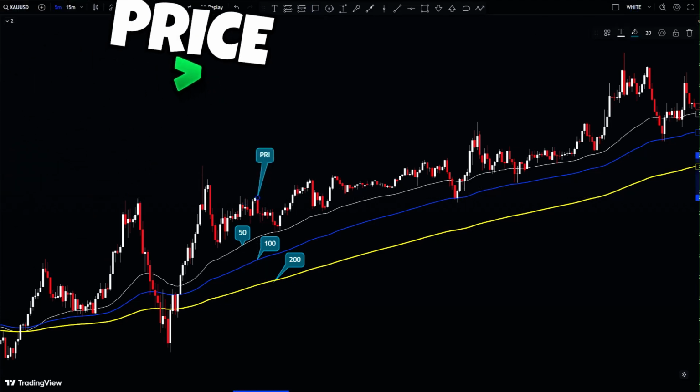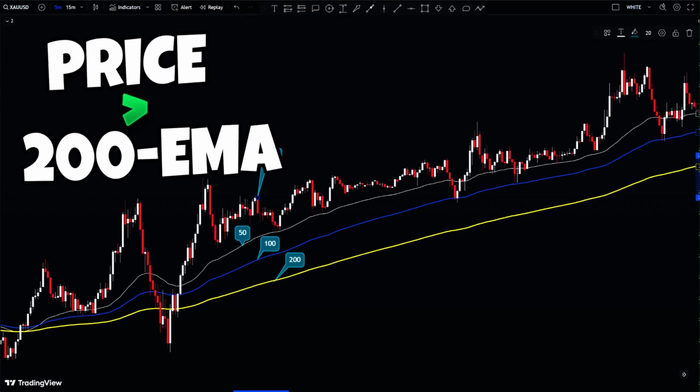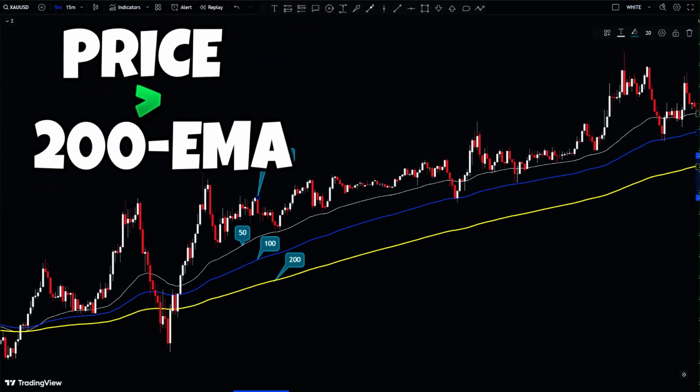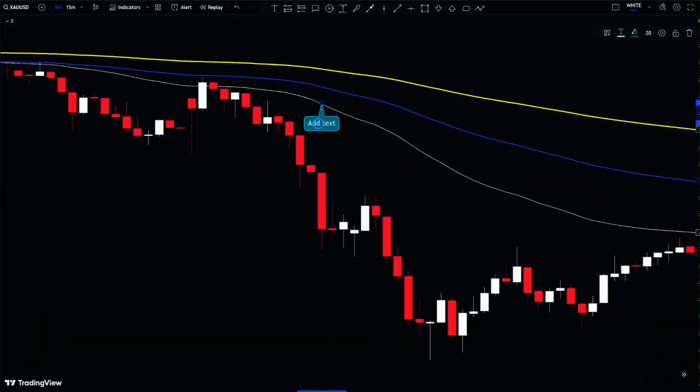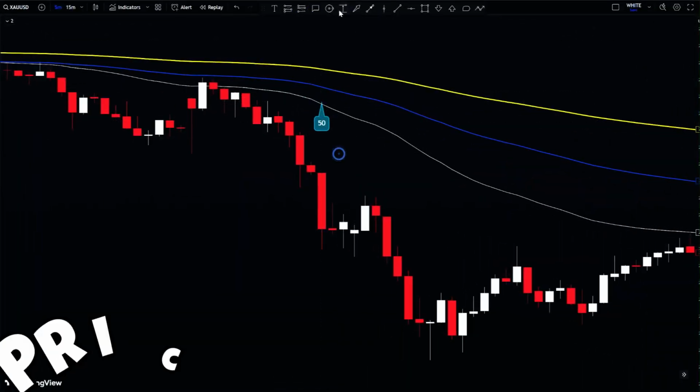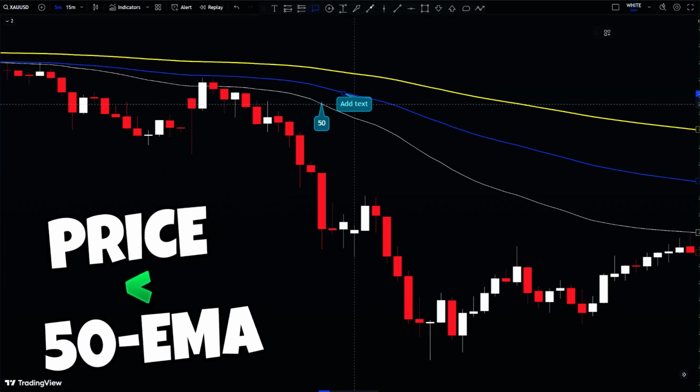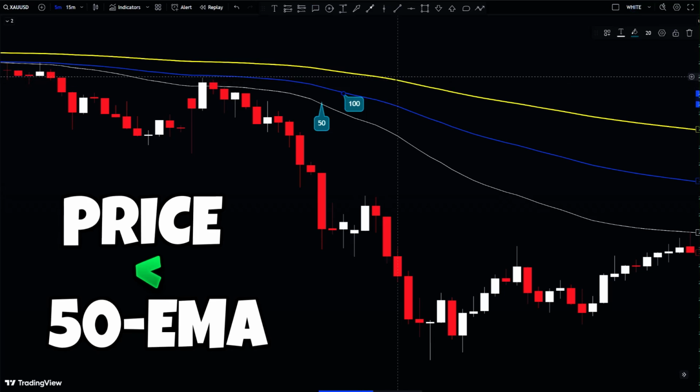Finally, when the price is above the 200 period MA, it's a sign of the long-term bullish trend, showing us that the overall uptrend is strong and steady. In a downtrend, it's pretty much the opposite. When the price is below the 50 period, it signals a bearish short-term trend, telling us that sellers are in control in the short run.